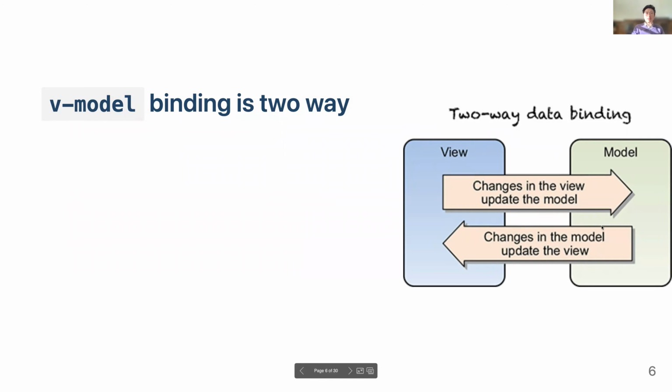Similarly, if you change the Vue variable in the data in your Vue code somehow, that will affect the interface as well. So that's what is meant by two-way binding. That means if you change one side, the other side will change as well.